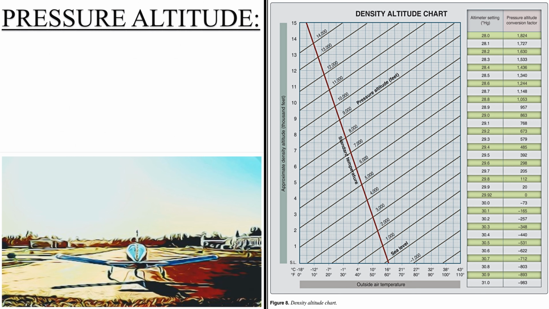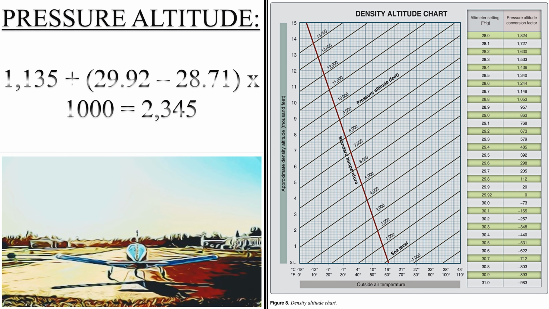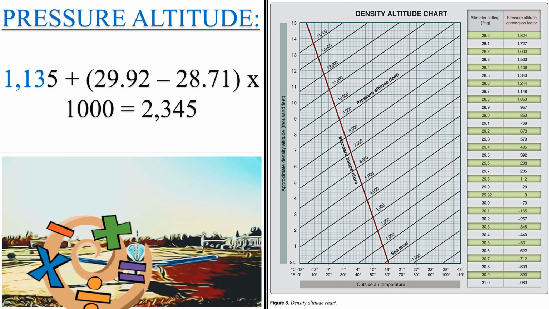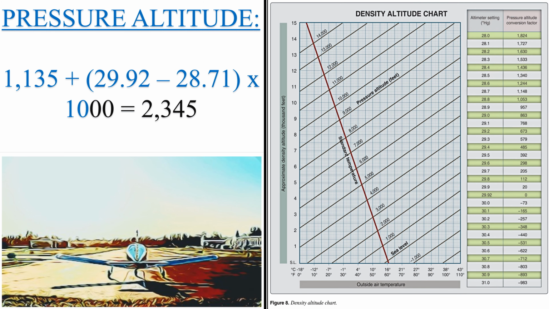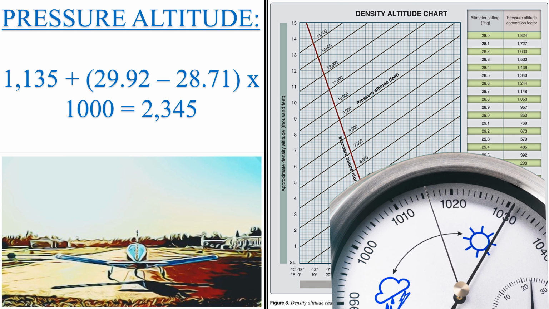Plugging in the numbers for scenario 1 from the first slide, we get 1,135 plus 29.902 minus 28.71, times 1,000, equals a pressure altitude of 2,345.